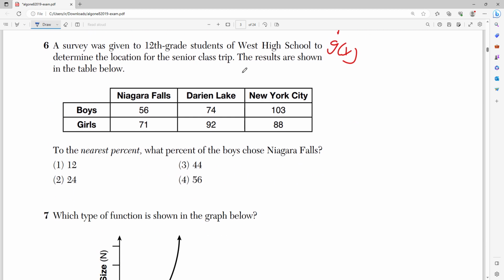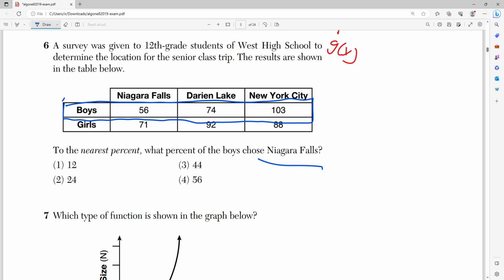Pretty easy. Number 6 says a survey was given to 12th grade students of West High School to determine their location for their senior class trip. The results are shown below. To the nearest percent, what percent of boys chose Niagara Falls? So we're going to be basing our answer off of this box only, right? Here, 56 boys chose Niagara Falls, 74 chose Darien Lake, and 103 chose New York City.